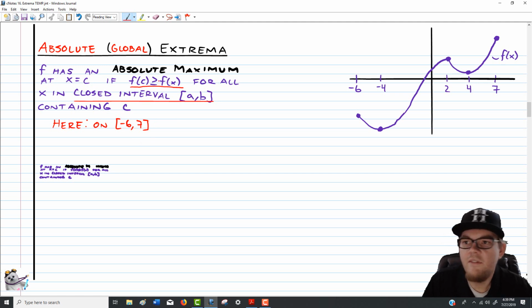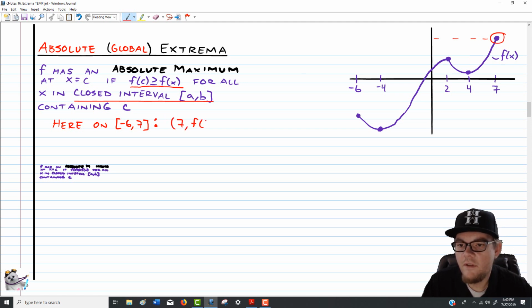On -6 to 7, our absolute maximum is going to be, well, let's see where. Let's see if we can find the highest point. Looking at our picture, it looks to me like our highest point is very easy to find. Interestingly enough, it looks like our highest point is the point 7, f of 7.